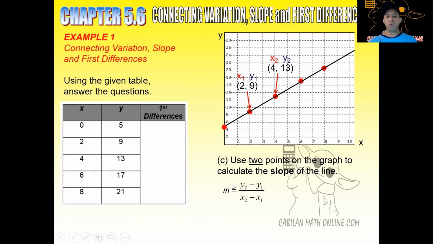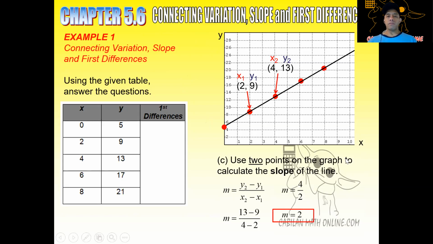Next, we're going to replace the numbers into the correct letters, and do this carefully. So y2 minus y1 will be 13 minus 9, and then x2 minus x1 will be 4 minus 2. Doing this step by step, I'm just going to simplify further. 13 minus 9 is 4. 4 minus 2 is 2. And last but not least, if you take this fraction and reduce it, you wind up getting a whole number, a slope of 2.